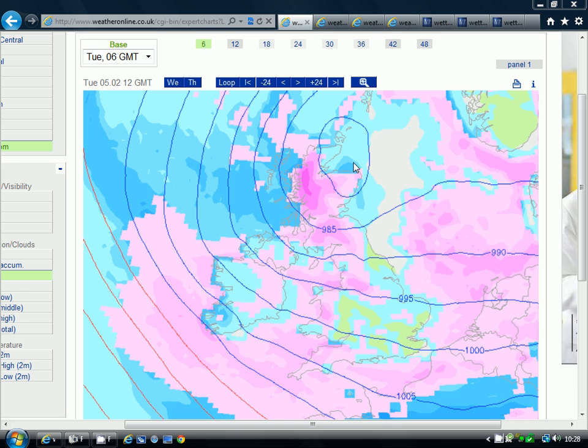So this is the first chart we're looking at. This is the high resolution NAE model. It can be found on the website Weather Online. You can find Weather Online on my links page. We see we're bringing down this cool west to northwesterly wind across the country.